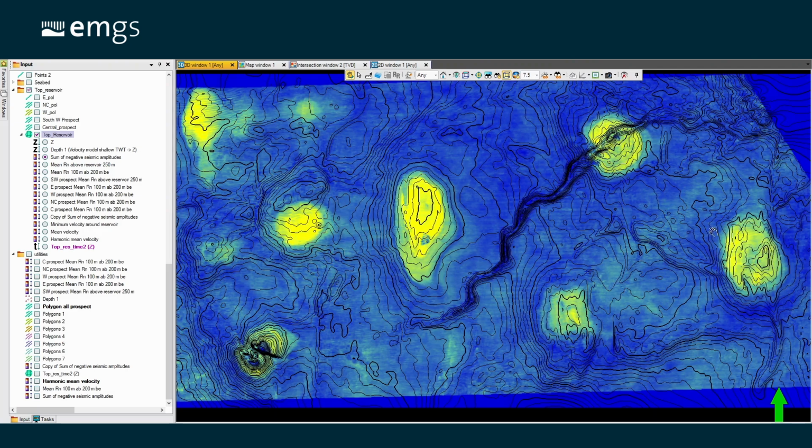These contours are every 5 meters. There's a lot of detail there, but you can still see a lot of these amplitudes actually follow contours to a very high degree. So that's actually very good news.